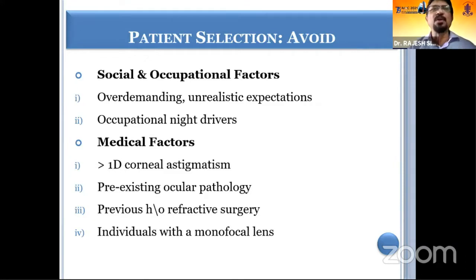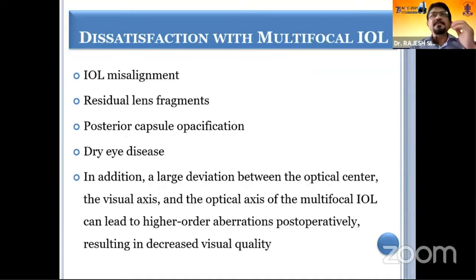And then, of course, you have to look at the social and occupational factors, like the patient should not be over demanding and shouldn't have unrealistic expectations. And there shouldn't be occupational light drivers. The astigmatism shouldn't be very high. There shouldn't be any pre-existing ocular pathology or any previous history of refractive surgery, and individuals with a monofocal lens in the other eye also sometimes may be encouraged to have monofocal in this eye as well.